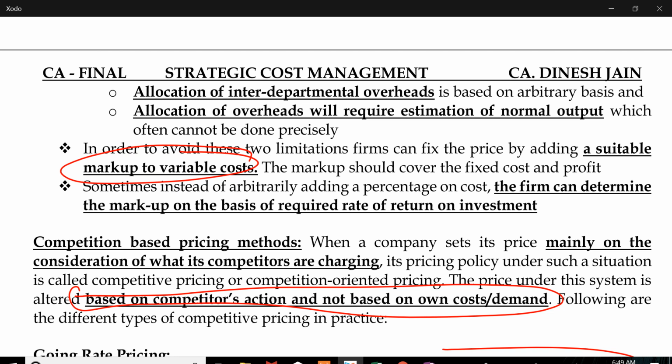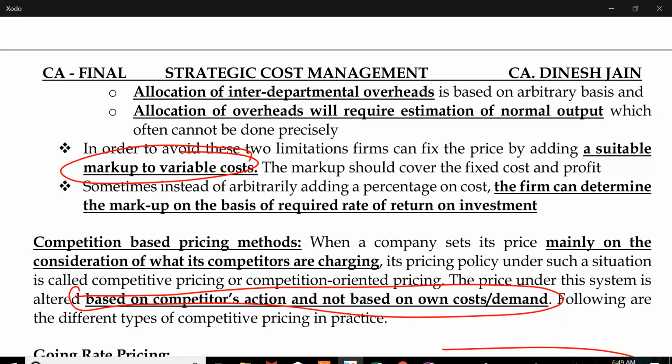Now there is a concept which says that whenever a new product is introduced in the market, the minimum price of that product should be equal to variable cost. When a product is well established, the minimum price should be equal to full cost. What is full cost? It is variable plus fixed.